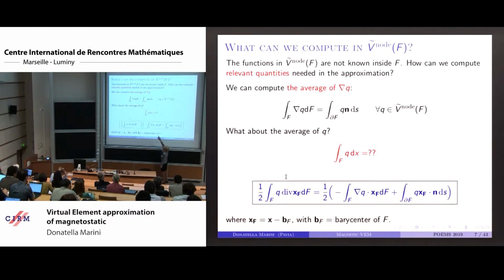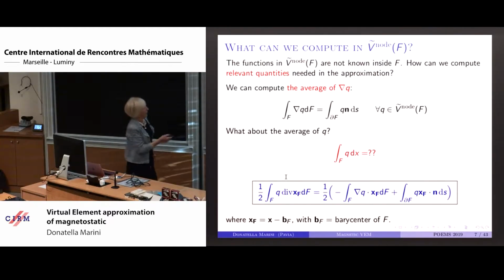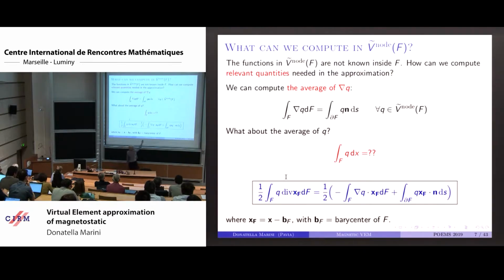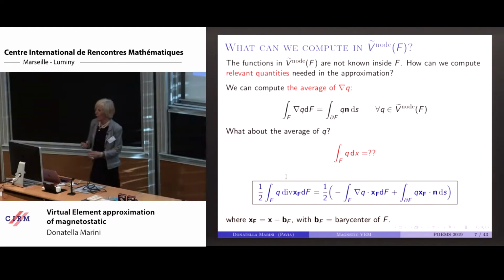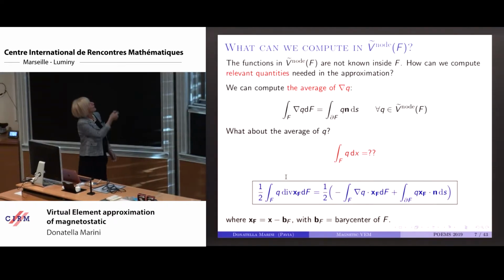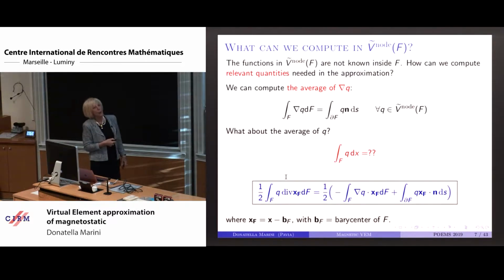We can compute only the average of the gradient, not gradient against something. Then we make the observation that I told you that polynomials of degree 1 are inside, and for them, this integral is 0. The integral of grad Q is constant, and xf has integral 0. So we slightly modify the definition of our nodal space.